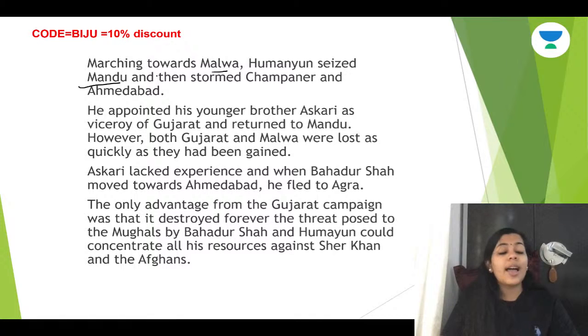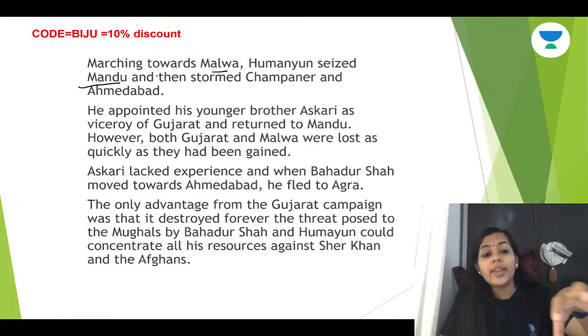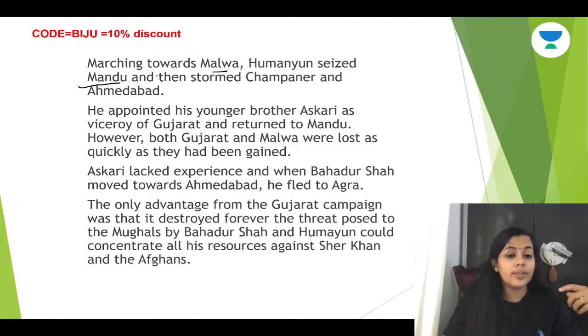Why? Askari was the younger brother. Humayun gave him the territory to rule. But unfortunately, Askari was not an experienced man, not an experienced person to do all the campaigns. So definitely he lost the territory. What will happen? Automatically he will lose it, and that happens. He suddenly lost Gujarat and the Mandu area that they had conquered.